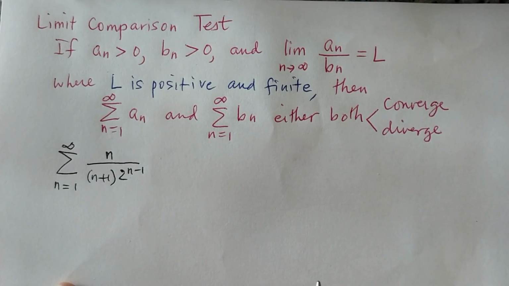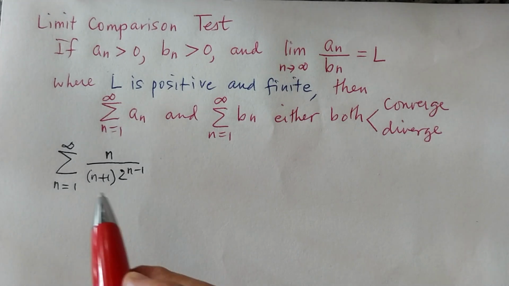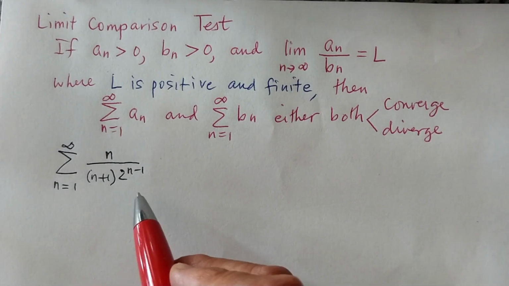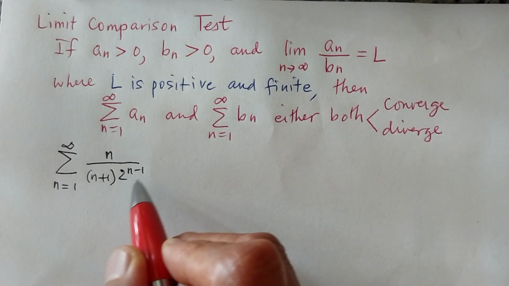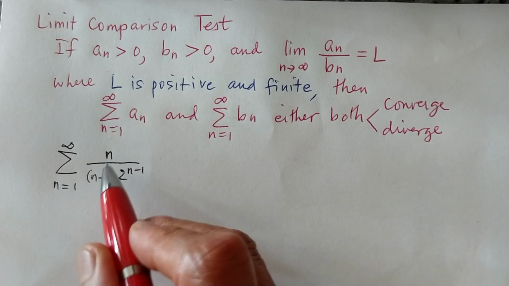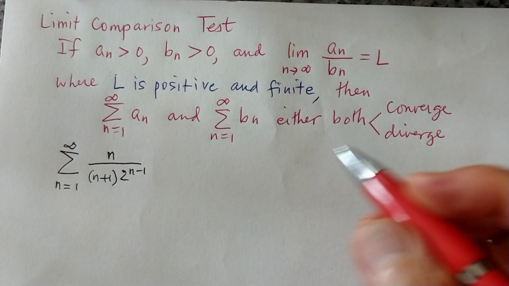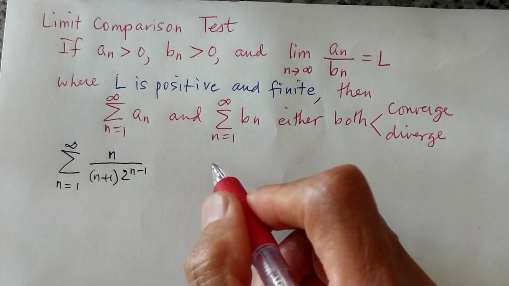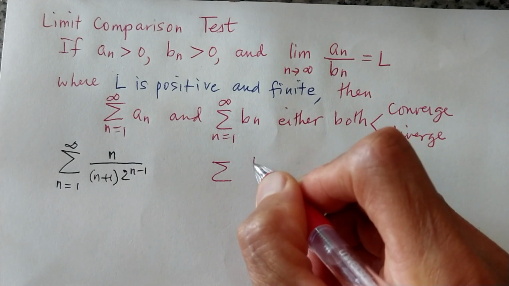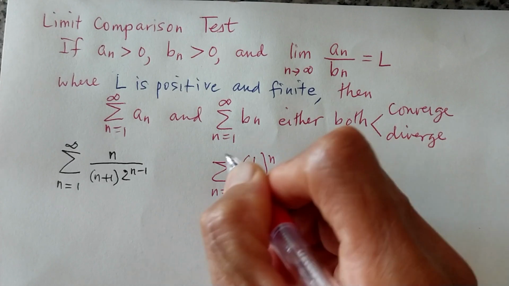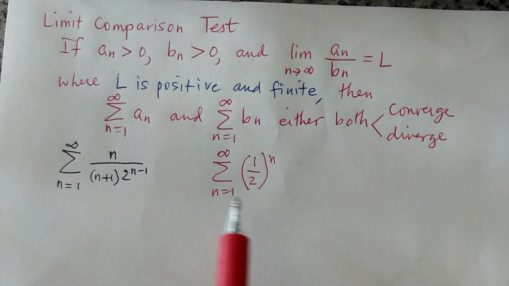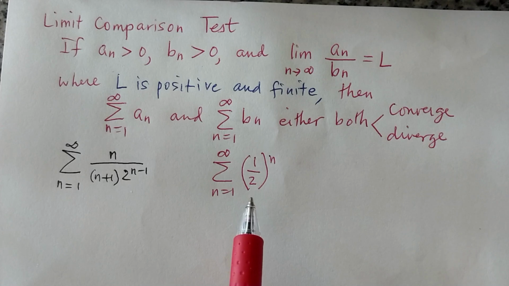So let's look at this series here. The series of n all over n plus 1 times 2 to the n minus 1. Because the exponent is much more powerful than the polynomial, we will compare this with the geometric series that is convergent. Okay? So as you can see, it's difficult to compare the series term by term, right? So we cannot use the direct comparison test. What we will use instead is the limit comparison test.